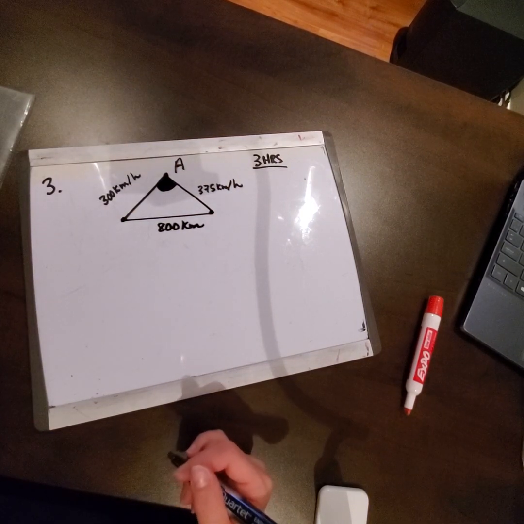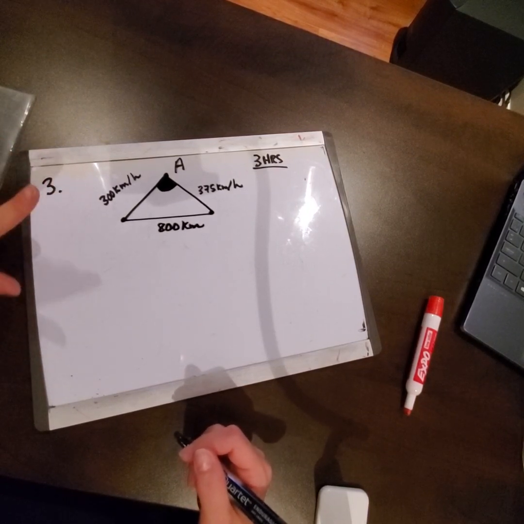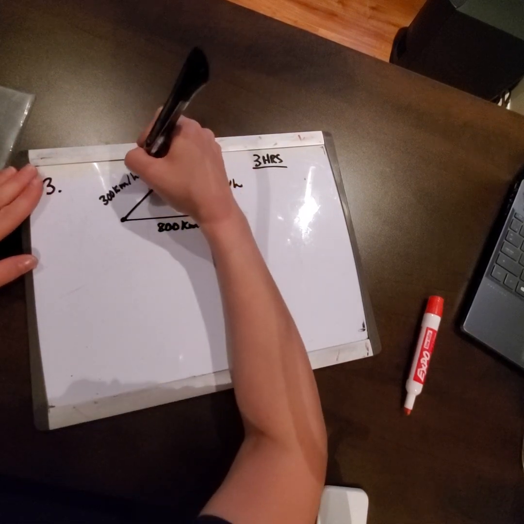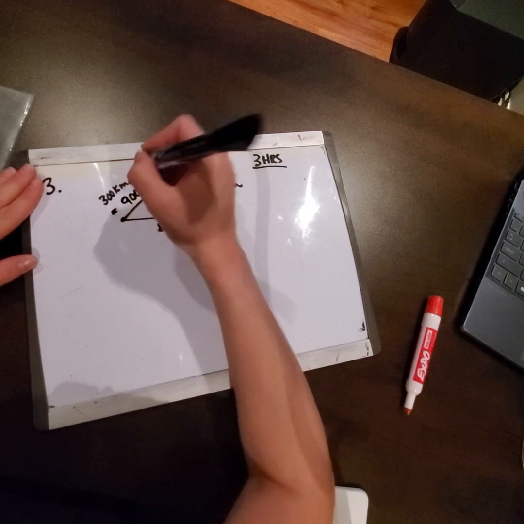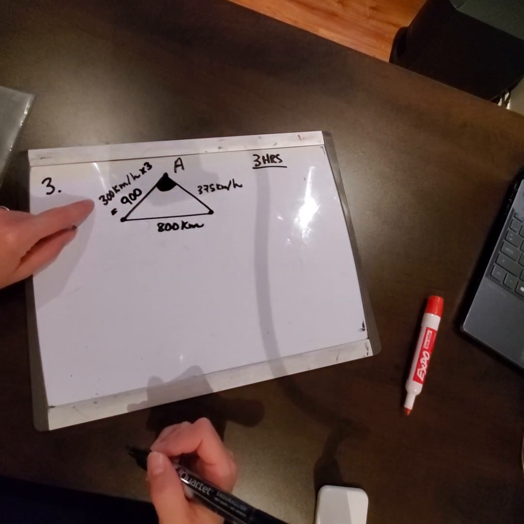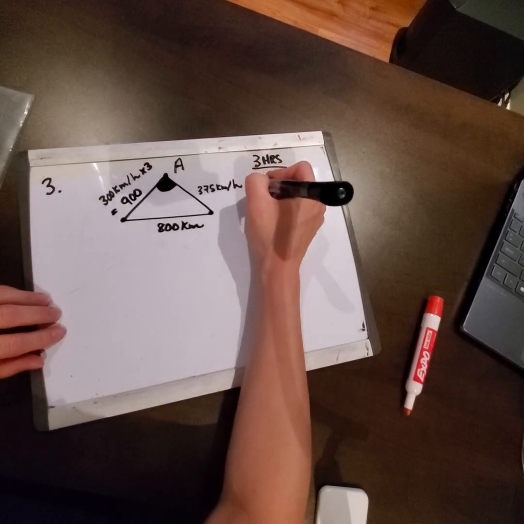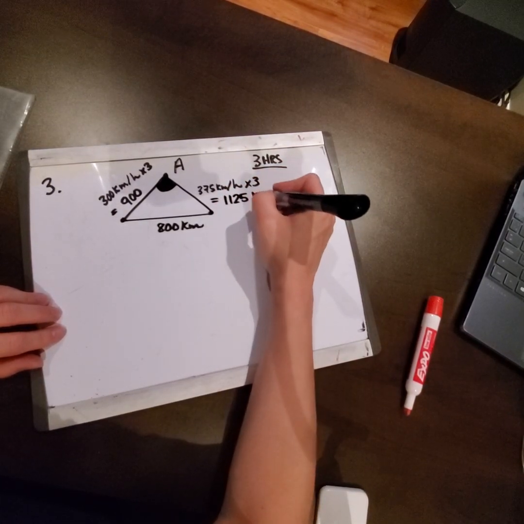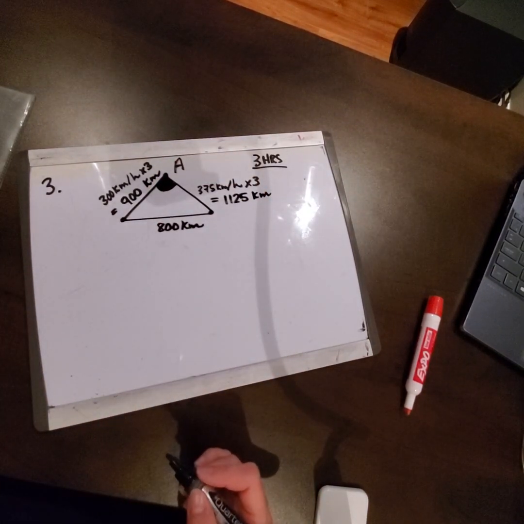Before you dive in and start using the cosine law, we just have to do one thing. This diagram would be fine if the planes had only traveled for 1 hour, but they didn't. So we have to multiply their speed by 3 because this guy did not travel 300 kilometers. He did that for 3 hours. So he traveled 900 and this guy traveled 1,125 kilometers. Okay, and now that these are labeled, we're ready to go.